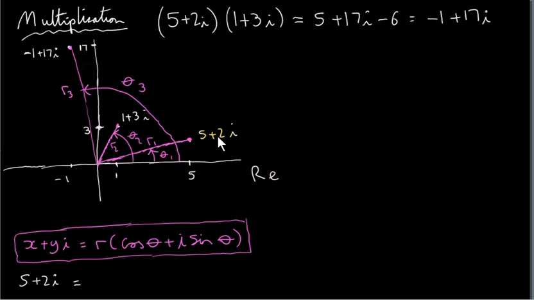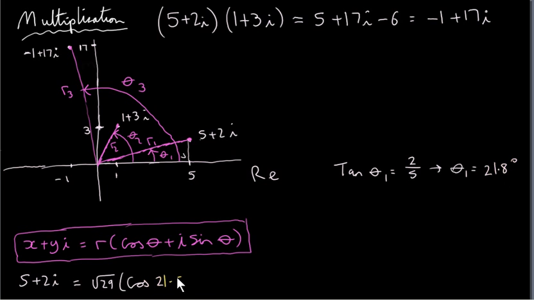Now, the modulus of 5 plus 2i is root 5 squared plus 2 squared. That's root 25 plus 4, or root 29. Now what is theta 1? That's the argument of 5 plus 2i. Well, we know that the tan of theta 1 is the side opposite theta 1 in this right angle triangle, which has a length of 2, and the side adjacent, which is 5. So the tan of theta 1 is 2/5. So theta 1 is inverse tan of 2/5, which is 21.8 degrees. So we can fill that in here.